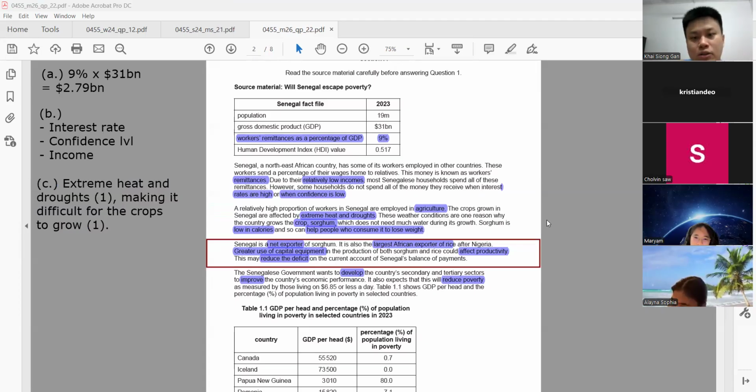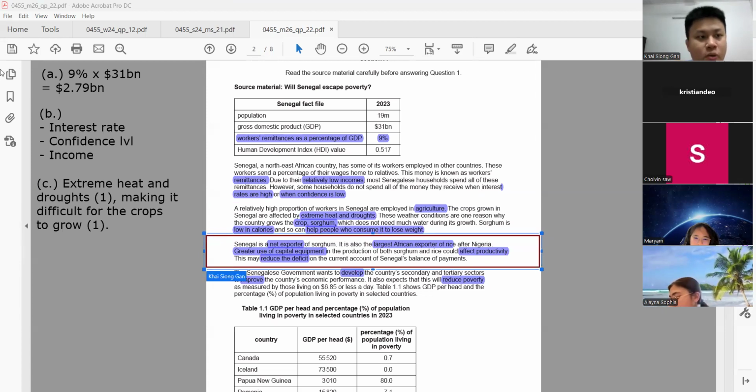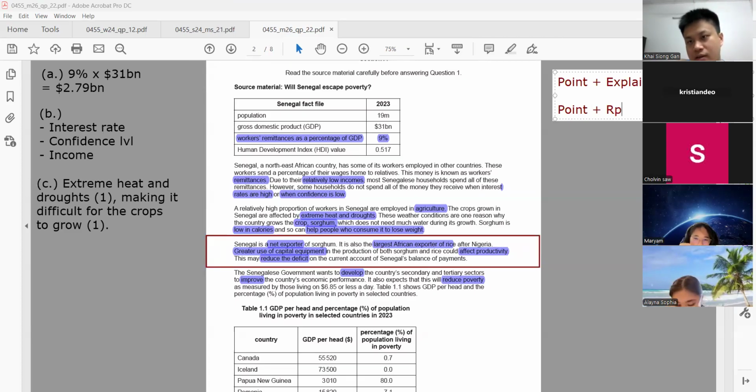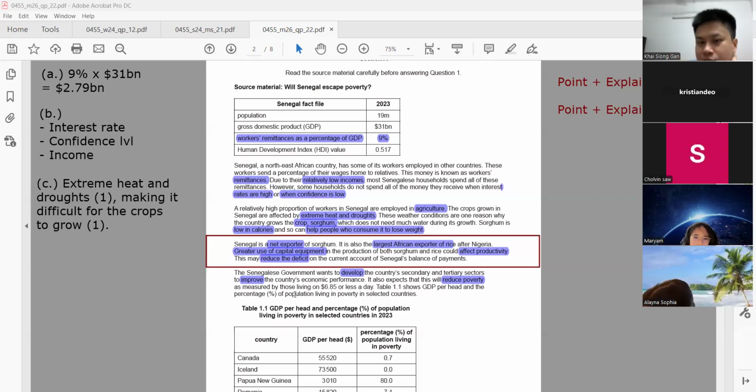Okay, what do I need for this question? I need 2 answers, 4 marks. So what do I expect? I will need point 1 and explain, point 2 and explain. Again, you don't go and create your own point yourself, you take from the answers. Can you think of the reason why greater use of capital will reduce deficit based on the paragraph here?